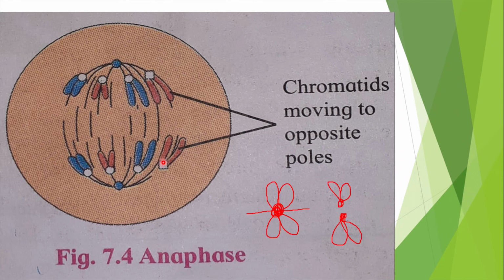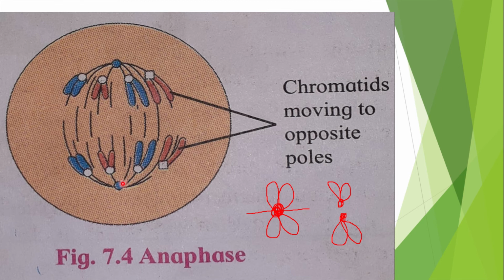Let's start with anaphase. What happens in anaphase? See, this is a chromosome: these are the chromatids, and this is the centromere. In anaphase, the centromere divides and results in the formation of daughter chromosomes. From one chromosome, two daughter chromosomes are formed. Then the daughter chromosomes are pulled in opposite directions because of the contraction of the chromosomal fibers. 46 daughter chromosomes are pulled towards one pole, and the remaining 46 are pulled towards the other pole.